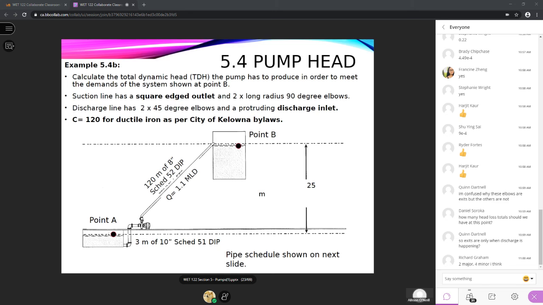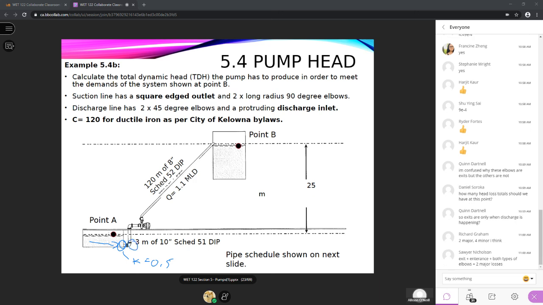So when our water went into our system, it entered into the piping system down here, and our K value was equal to, I think it was 0.5. So we calculated the minor losses there. Then we calculated the minor losses of each of the elbows. And we calculated the major losses in this whole suction side of the pipe. We also calculated the minor losses in this 45-degree elbow, this 45-degree elbow. We also calculated the minor losses where the water was leaving out into our reservoir.